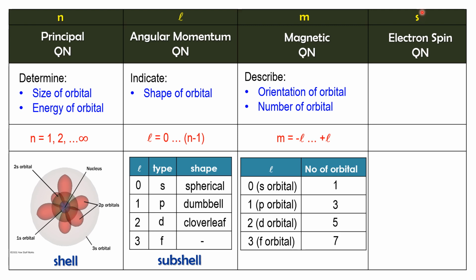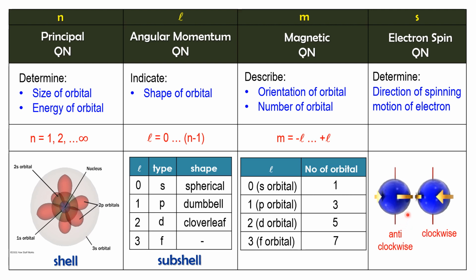The last quantum number is S. Electron spin quantum number determine the direction of spinning motion of electron, arah putaran elektron. Elektron ni sifat dia macam bumi, iaitu berputar atas paksinya. So arah putaran ada dua je, sama ada anti-clockwise ataupun clockwise. So apabila arah putaran ada dua, so value of S pun ada dua lah, which is positive half and negative half. Membawa maksud elektron tu berputar sama ada mengikut arah jam ataupun melawan arah jam.